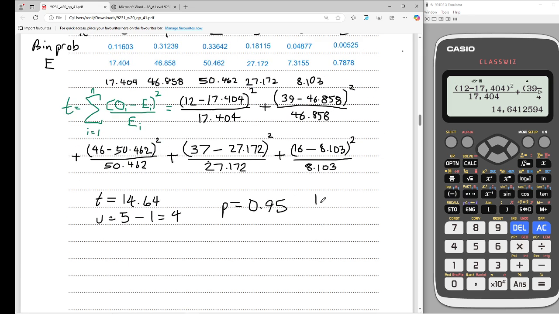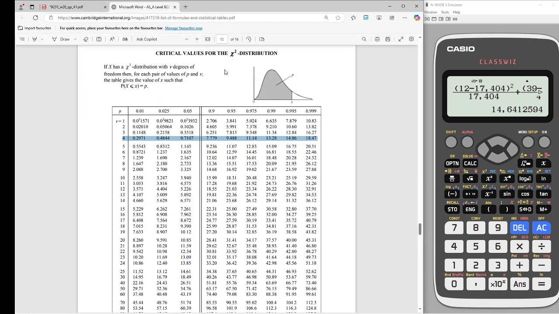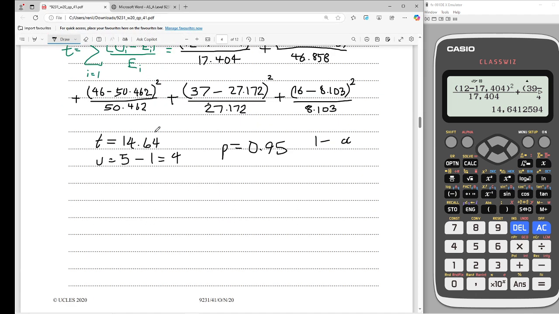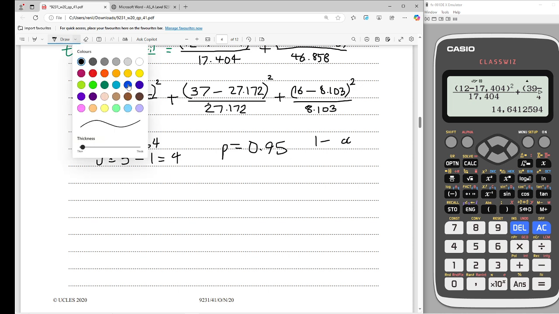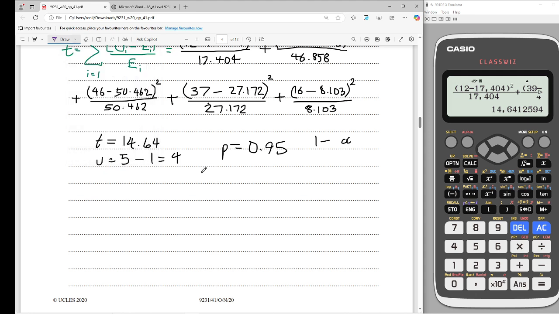In case you don't know how to solve this, you can just do 1 minus alpha, where alpha is 5%, and that gives us 9.488 as our critical value. How do we reference this as a critical value? Very simple. So we write here x squared like that, and then we write our degree of freedom, which was 4, and in brackets our probability, which is 0.95, and this is equal to 9.488.